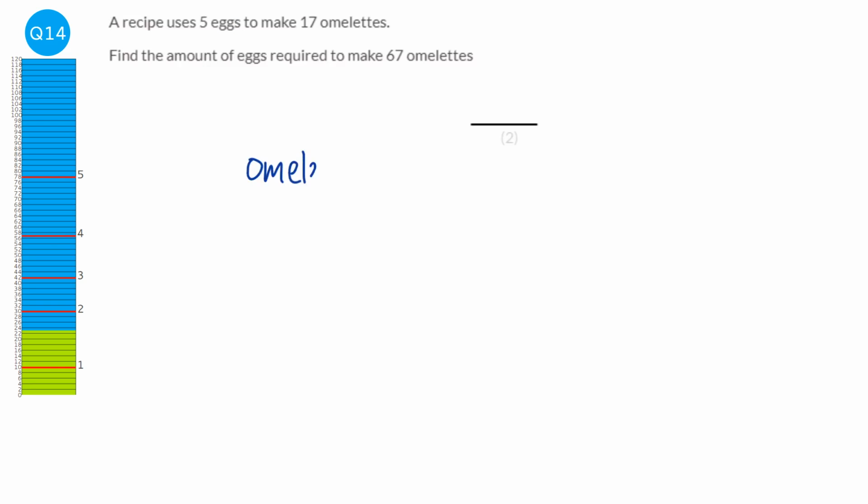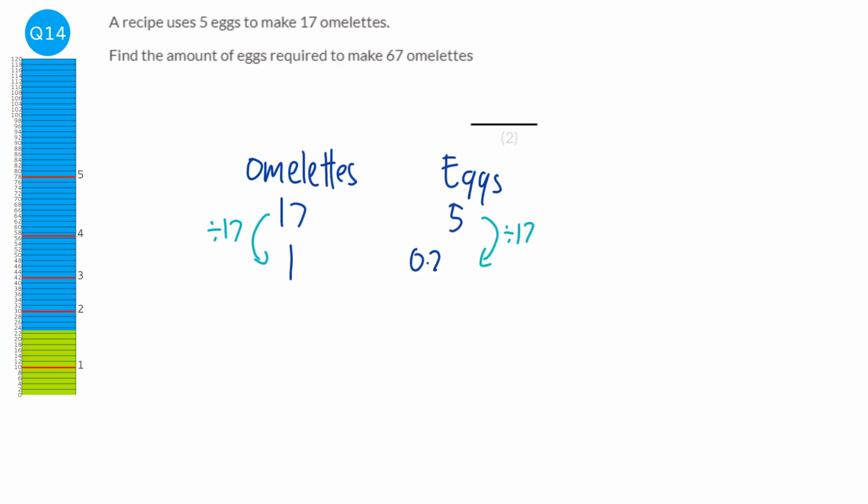So we're going to track the amount of eggs needed to make each amount of omelettes. So 5 eggs makes 17 omelettes. And we're just going to find out how many eggs are required to make 1 omelette. So we divide that by 17, divide both sides by 17. And so 1 omelette would be 0.294 and so on eggs.